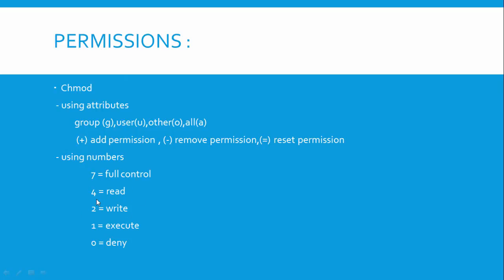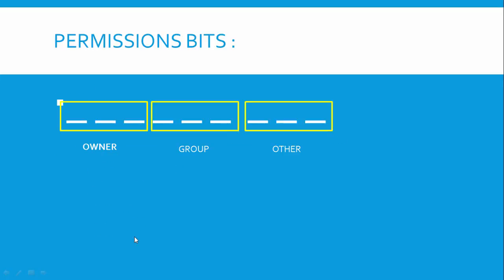Now, if I want to give full control, I'll use read, write, and execute permission. It becomes 7, because 4 for read, plus 2 for write, plus 1 for execute, that is 7. That is the full control permission. If I don't want to define any particular permission, I can use 0. For each and every permission, you just need to add the numbers. Similarly, for write and execute, it is 2 plus 1.